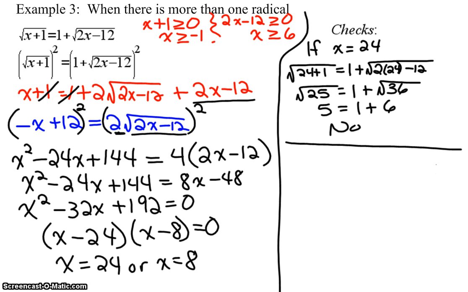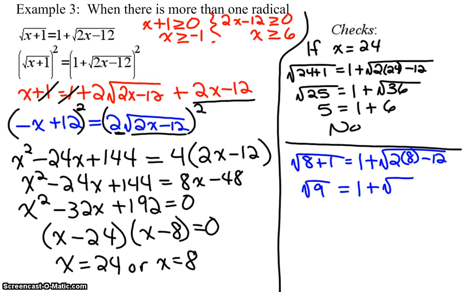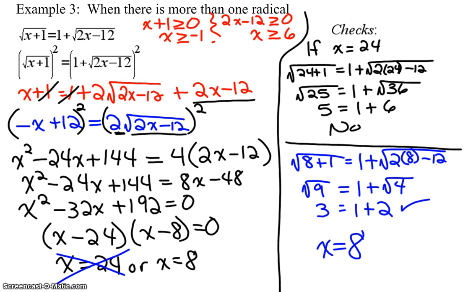Next, I would try it with x equals 8. Let's see what that does. The square root of 8 plus 1 equals 1 plus the square root of 2 times 8 minus 12. The square root of 9 equals 1 plus, that's going to turn out to be 16 minus 12 is 4. 3 equals 1 plus 2. This one does check, so my solution to this problem is only x equals 8. X equals 24 was extraneous, so we throw it out. This concludes the podcast on solving radical equations.